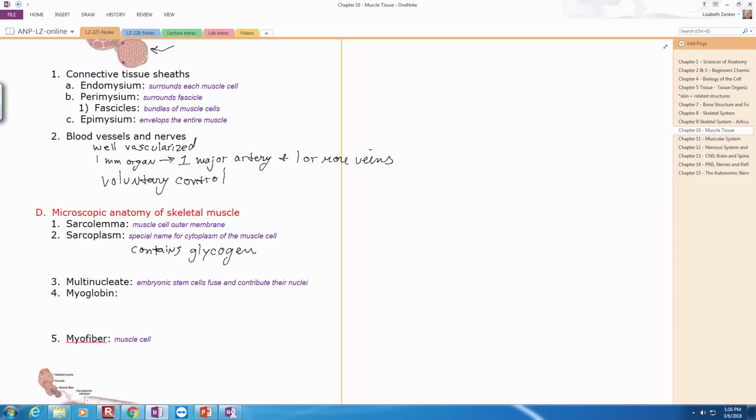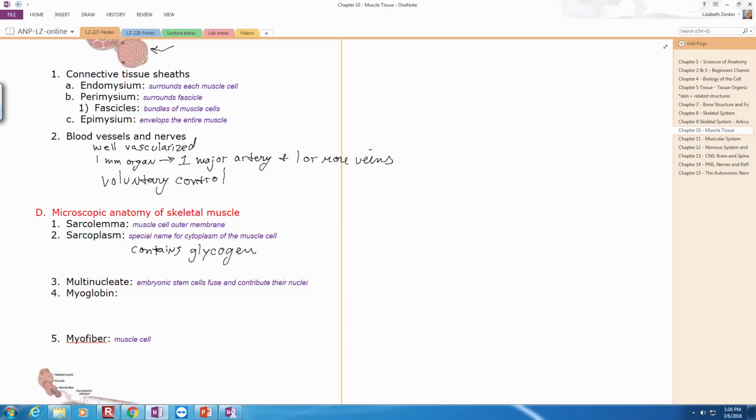multinucleate. So embryonically, the stem cells fuse together and contribute their nuclei. So basically, in order to create this long cell that runs the whole muscle organ, they used to be smaller cells that then fused together. Each cell had its own nucleus, but when it fused together, it kept the nuclei, but now it doesn't have the individual membranes in between them.